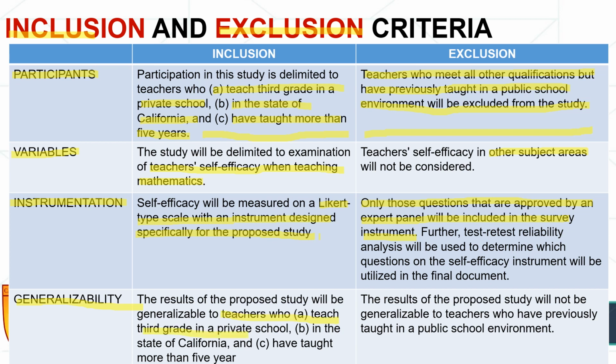For the generalizability, the results of the proposed study will be generalizable to teachers who, as you can see, all those be included in the inclusion of the participants. And for the exclusion, the results of the proposed study will not be generalizable to teachers who have previously taught in a public school environment. Same as your exclusion for the participants.